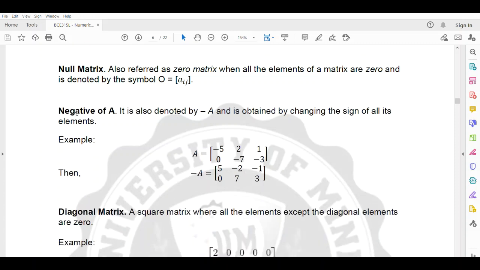We also have the negative of A, which is denoted by the negative sign and then the name of the matrix. In this case, we have A as the name of our matrix, and it is obtained by changing the sign of all the elements. For example, we have here the matrix A with elements -5, 2, 1, 0, -7 and -3. After we interchange the signs, that is what we call the negative A. From -5, that will give us +5 because we interchanged their signs. From +2, that will become -2, and so on and so forth. So that is what we call the negative of A.